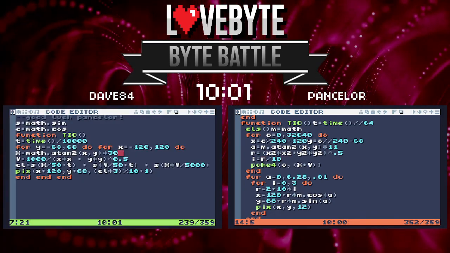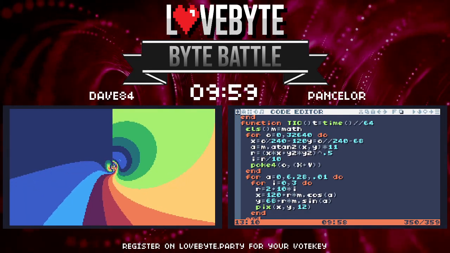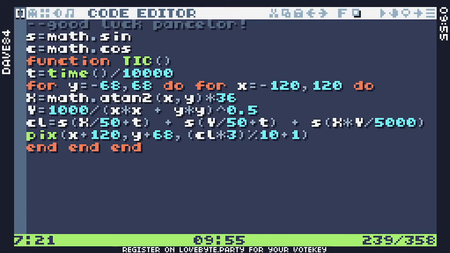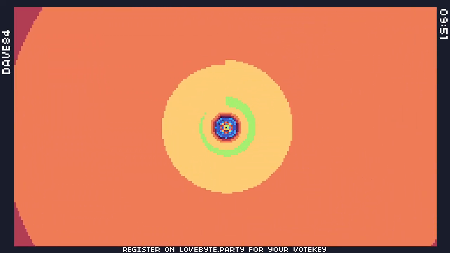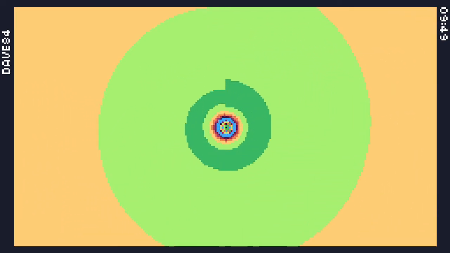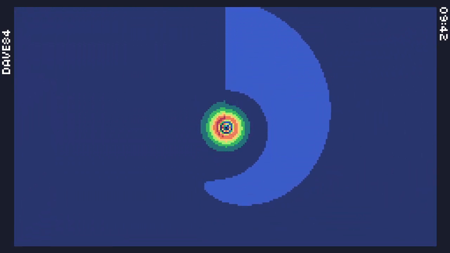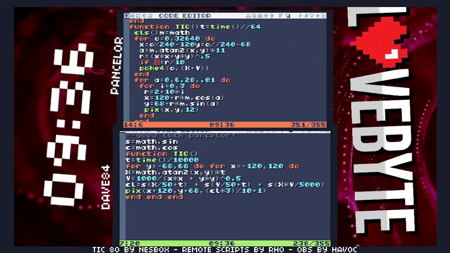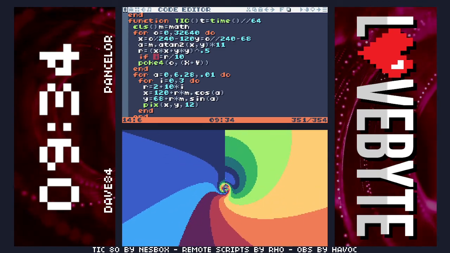But Pancelor is way over the limit right now. He needs to be really careful. With 10 minutes left, he needs to start optimizing some stuff. Dave is under the limit with a comment still at the top of his effect. Yeah, so still room for... That's looking quite nice, though. I know it's still got the artifact in it, but I really like the way the colors move from one side to the other.